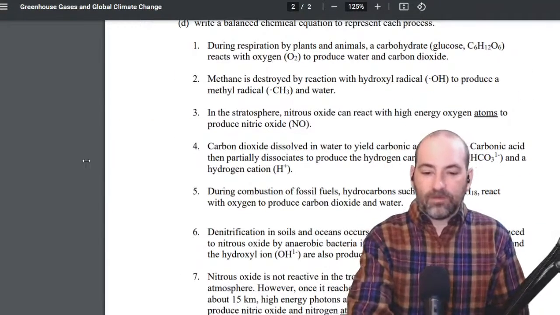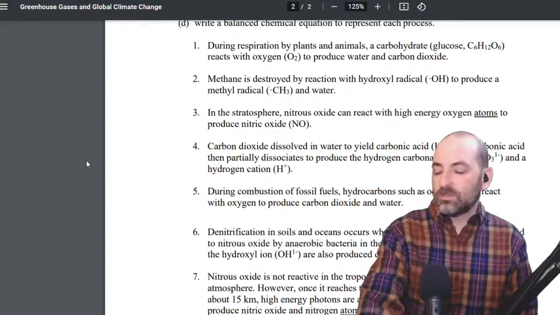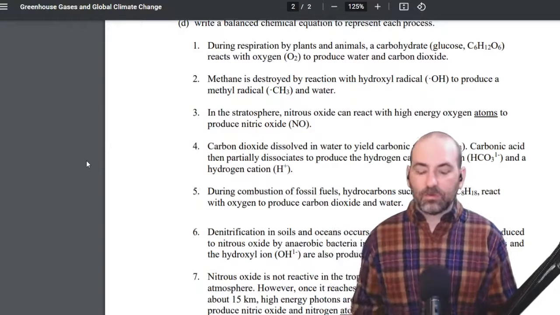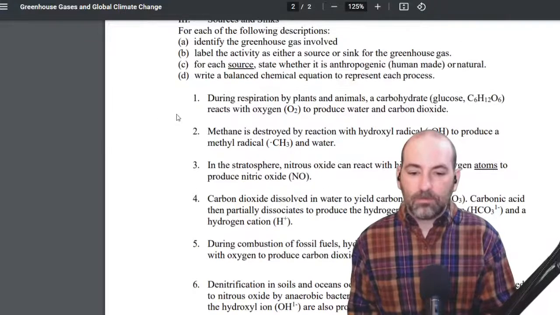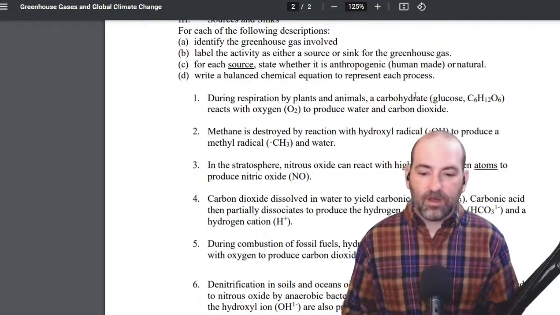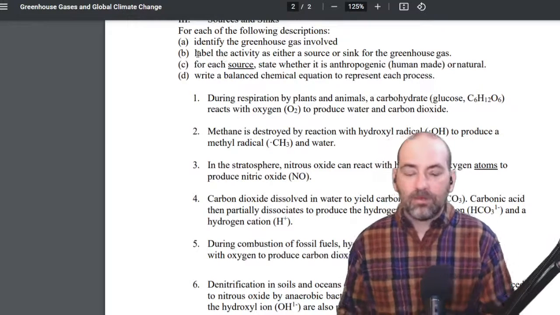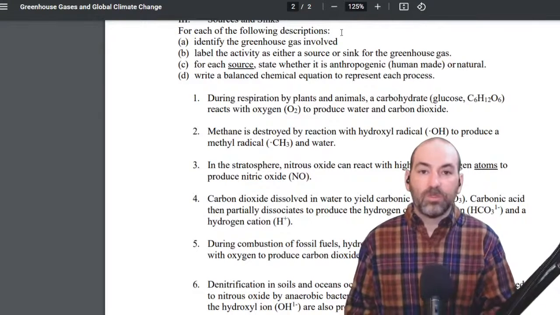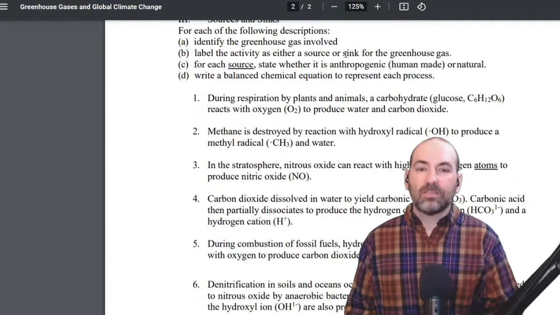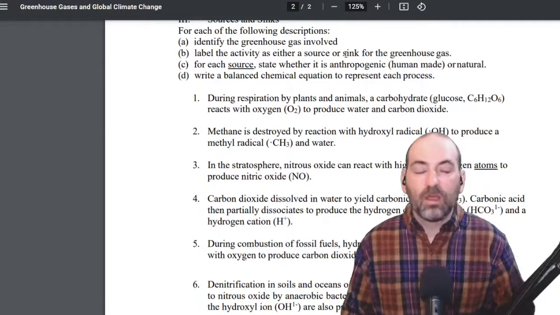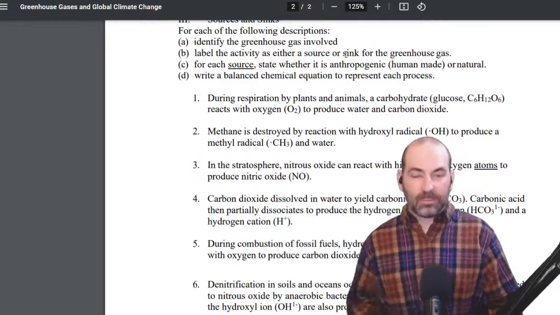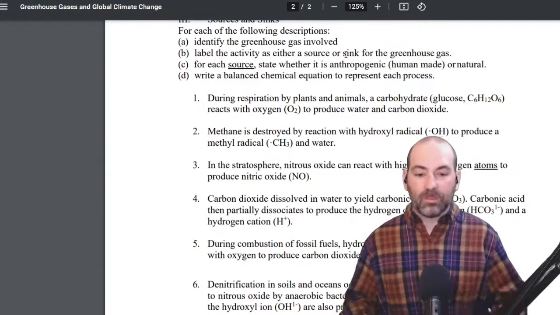So for the second page, there's a whole list of different processes that involve greenhouse gases. So once you've identified them and you know what types of things are greenhouse gases and why, then you can move on to this, which asks you to, for each of these, identify the greenhouse gas involved. So these are sentences that describe a chemical process. Then you want to label the activity as either a source or a sink for the greenhouse gas. So a source means it produces that gas, and the sink means it absorbs it or gets rid of it or consumes it. So in some cases, it may be both. It may be a source for one gas and a sink for a different gas. So it's not always just one or the other.